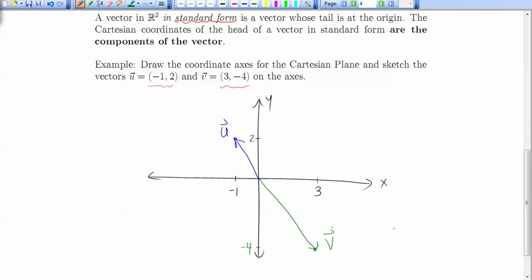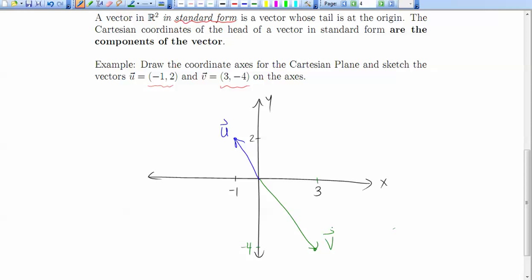And so standard form allows us to have a bridge between the algebraic components and the geometric picture of the vector in the Cartesian plane. That is, by using this method, by putting tails at the origin, you can take the components of a vector and draw it, or you can take the drawing of a vector and figure out its components. All right?